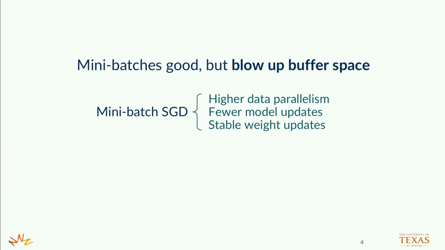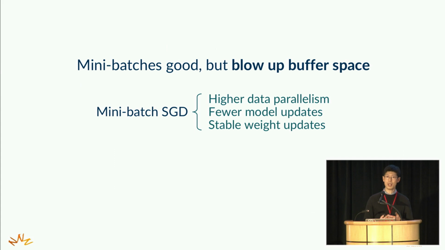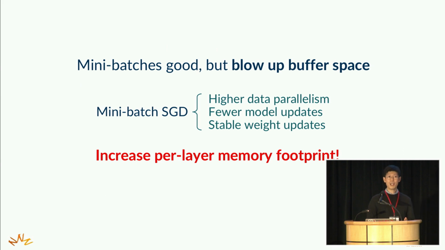However, capturing such interlayer locality in CNN training is challenging because of the conventional CNN training mechanism. Mini-batch stochastic gradient descent is a very commonly used CNN training algorithm, and it has the following benefits. Using a large mini-batch can increase the data parallelism at each layer in the network, reduce the number of model updates per training epoch, and improve the stability of model updates. However, it also linearly increases the data footprint of each layer, which makes reusing interlayer data difficult.